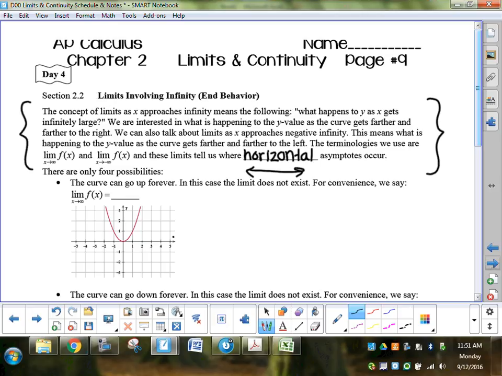the curve can go up forever. In this case, the limit doesn't exist. For convenience, we say that the limit as it goes to positive infinity does not exist, or DNE. Now, there's another way that you could say this. You could also say that it goes to positive infinity.